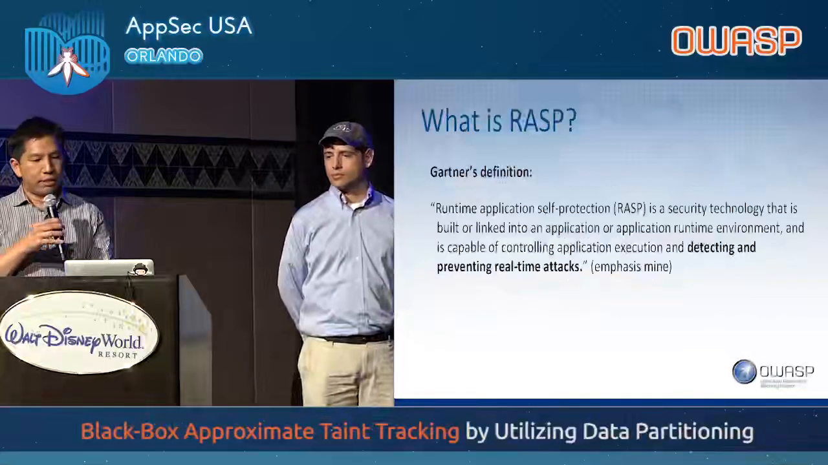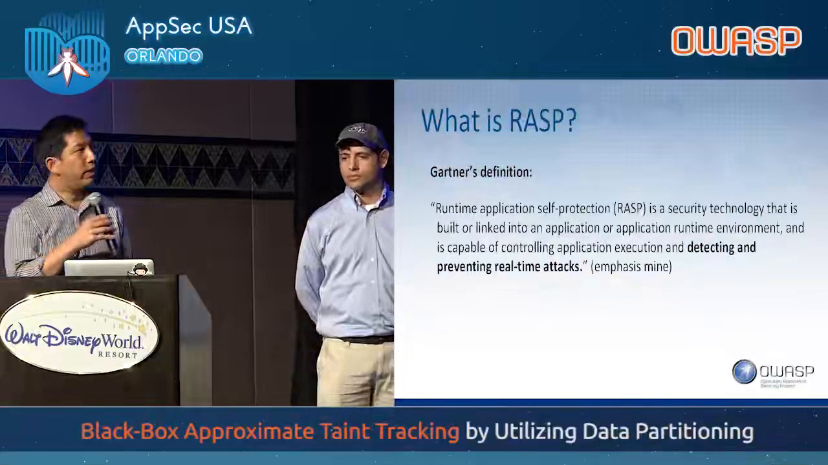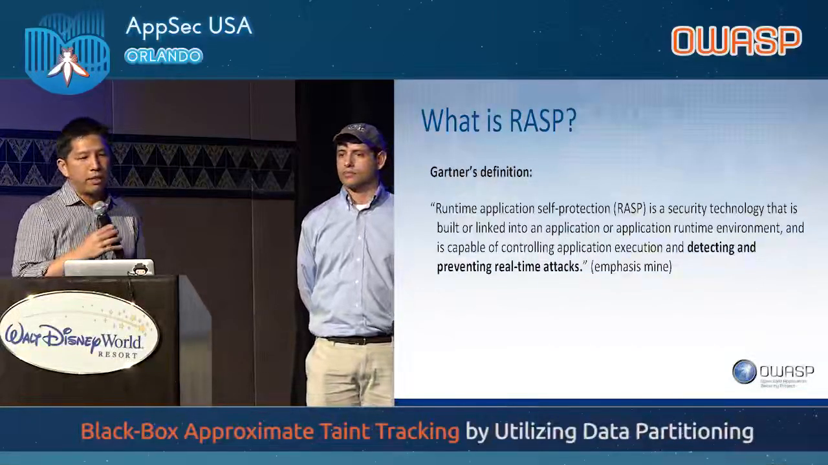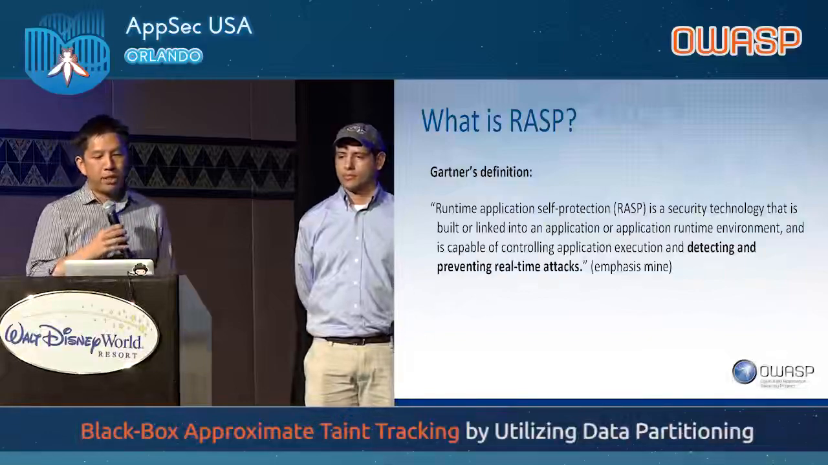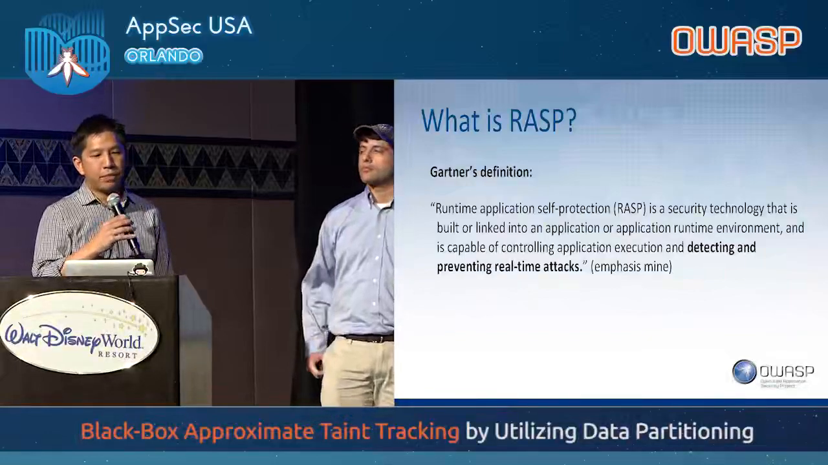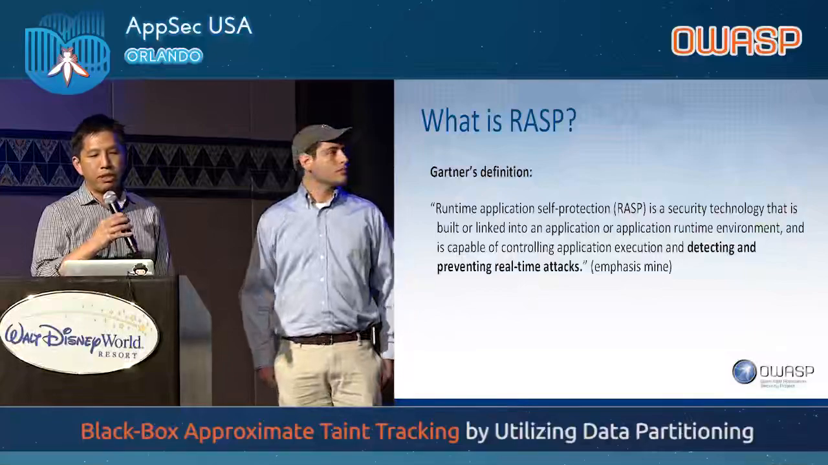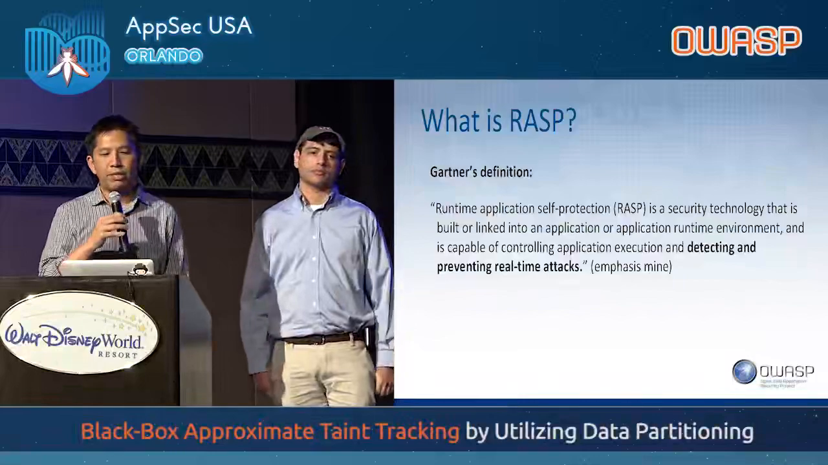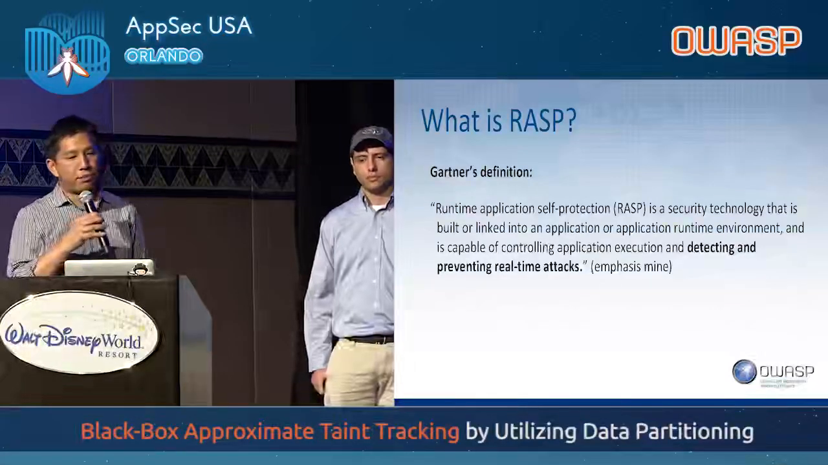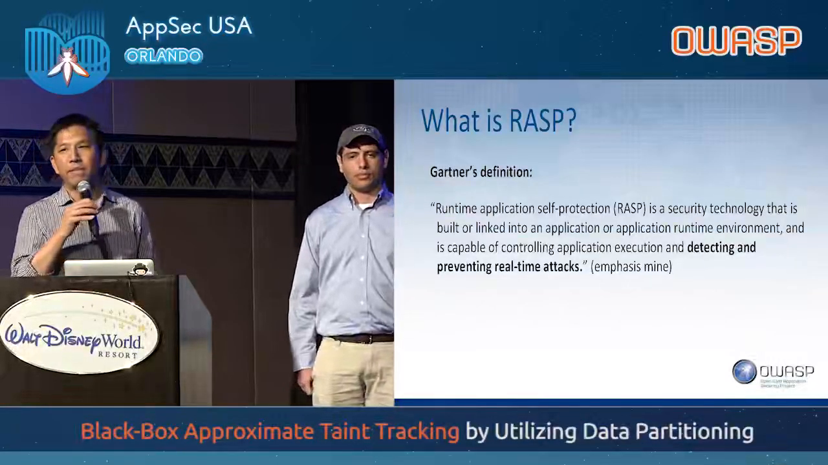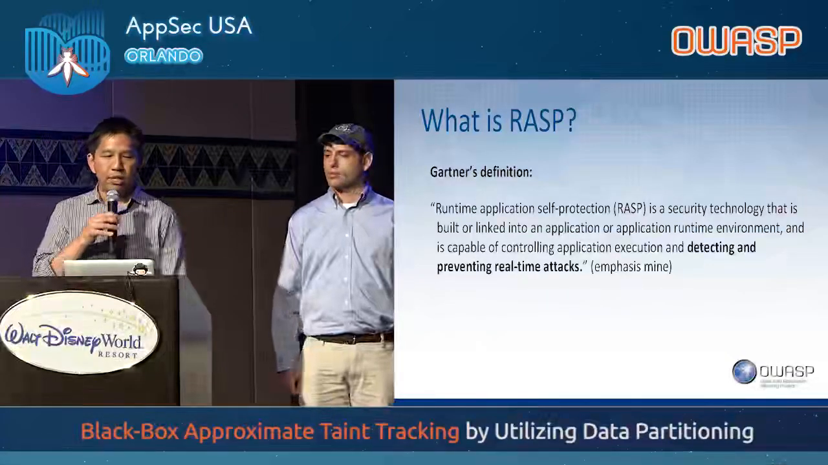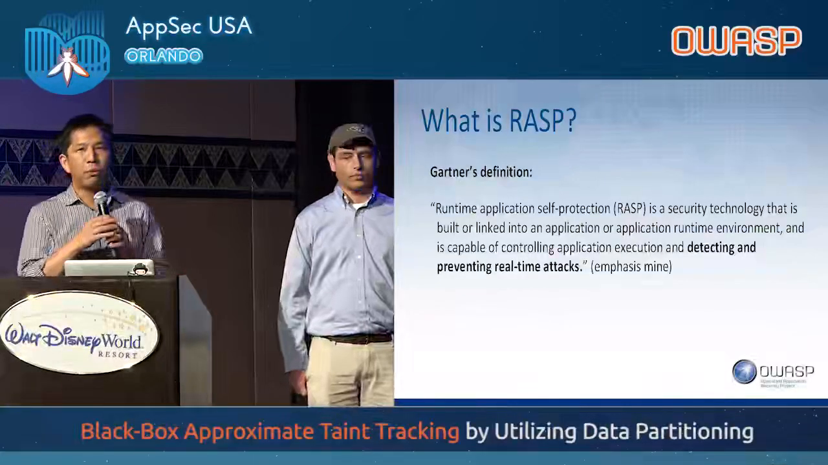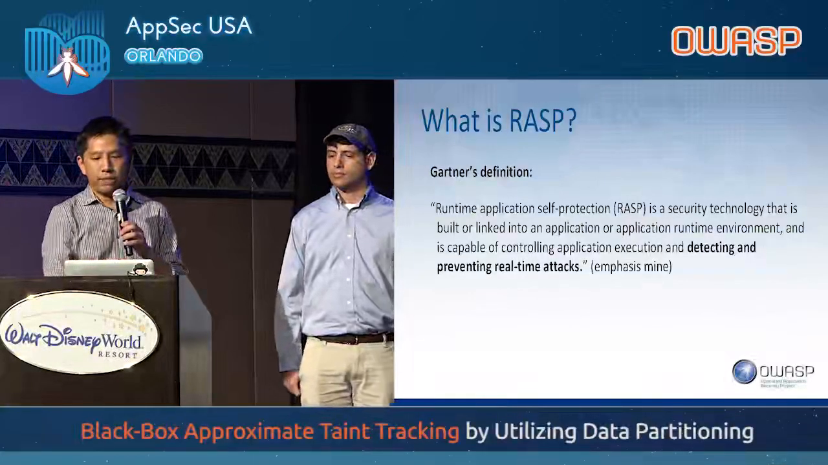Well, before we get into that, let's talk a little bit about what RASP is. RASP was coined by Gartner. It stands for Runtime Application Self-Protection. They say it's a security technology that is built or linked into an application or application runtime environment, and is capable of controlling application execution and detecting and preventing real-time attacks. The emphasis is mine: the detection and preventing of real-time attacks. And that's been the focus of RASP, and that's why there's been a lot of interest in RASP.